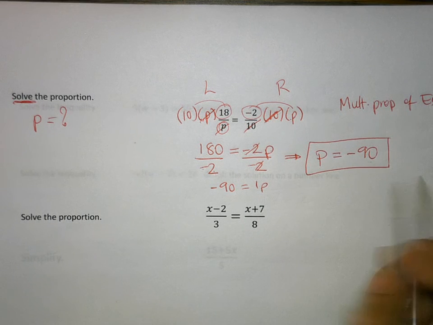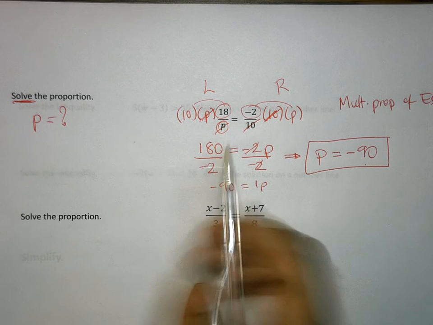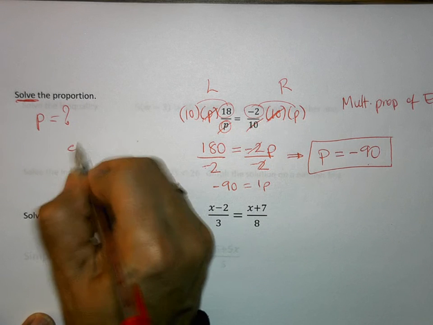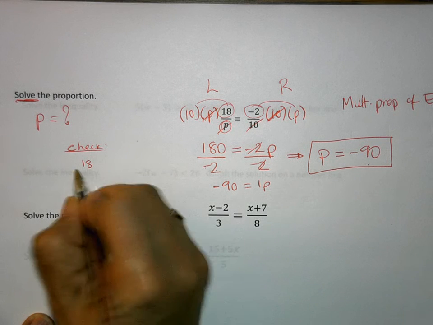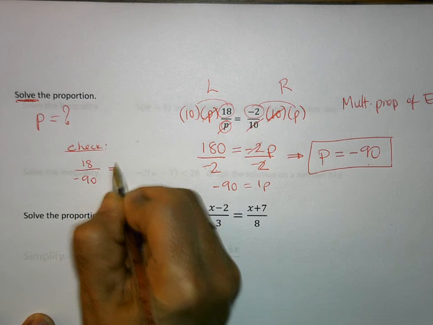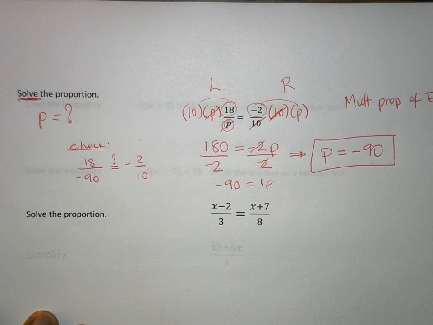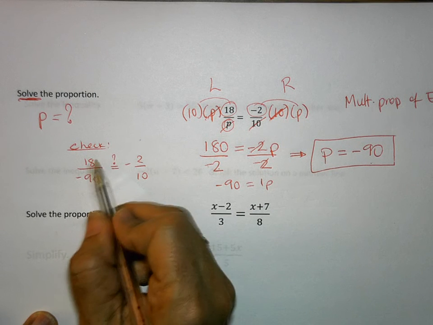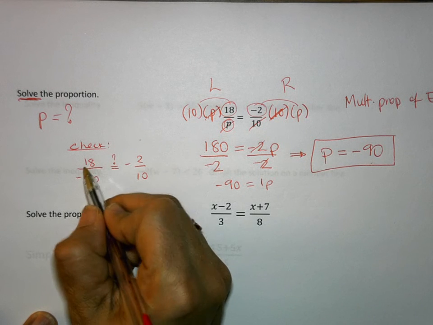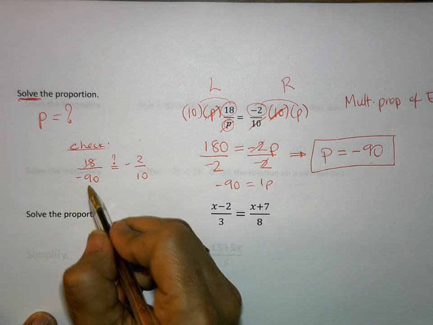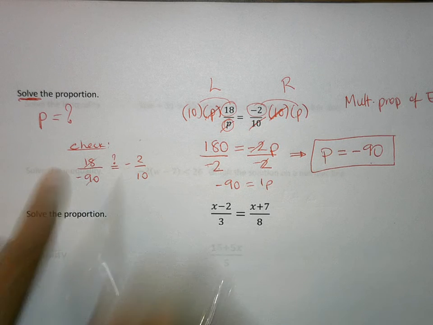If you want to know that you are right, all you have to do is come and put it over here. If you check your work and you get 18 divided by a negative 90, does that really equal a negative 2 over 10? So all you have to do is simplify this fraction, and you get that the 18 can be divided by 9 and you do get a 2, and this 90 divided by 9 you do get a 10, and they are both negative expressions, so you are correct.